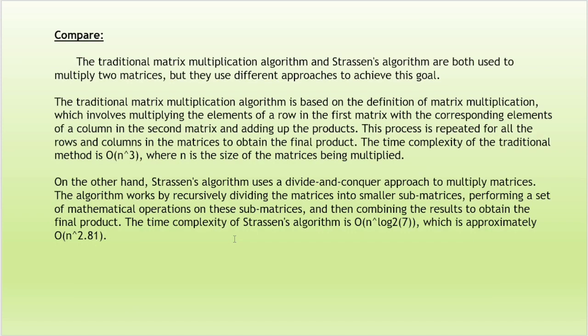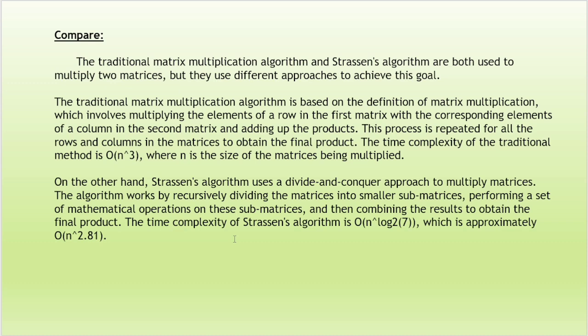Comparison: the traditional matrix multiplication algorithm and Strassen's algorithm are both used to multiply two matrices, but they use different approaches to achieve this goal. The traditional matrix multiplication algorithm is based on the definition of matrix multiplication, which involves multiplying the elements of a row in the first matrix with the corresponding elements of a column in the second matrix and adding up the products. This process is repeated for all rows and columns in the matrices to obtain the final product.